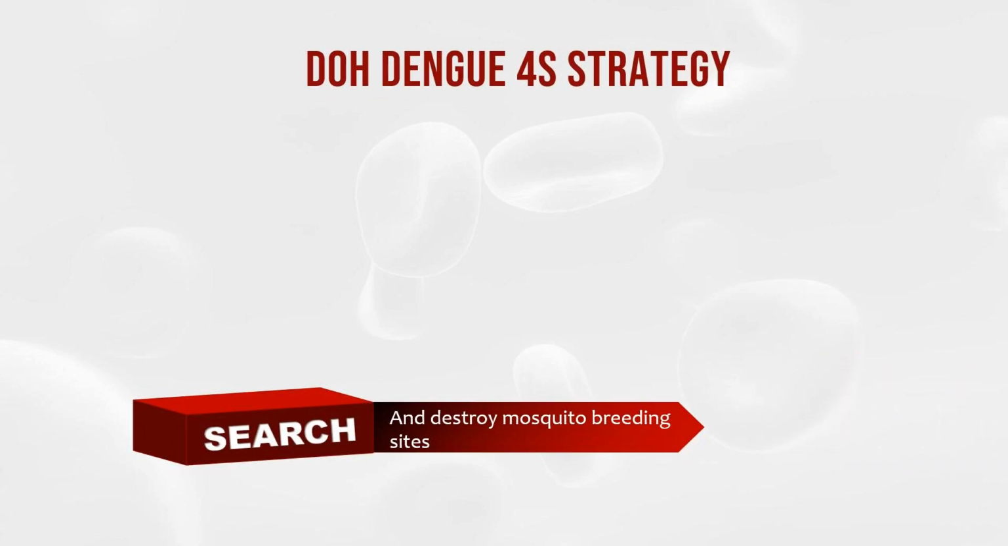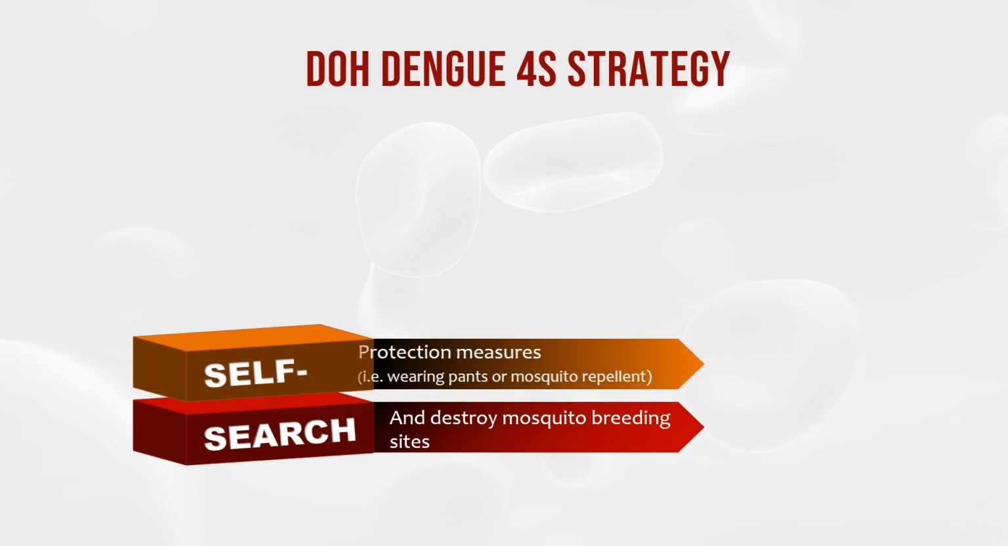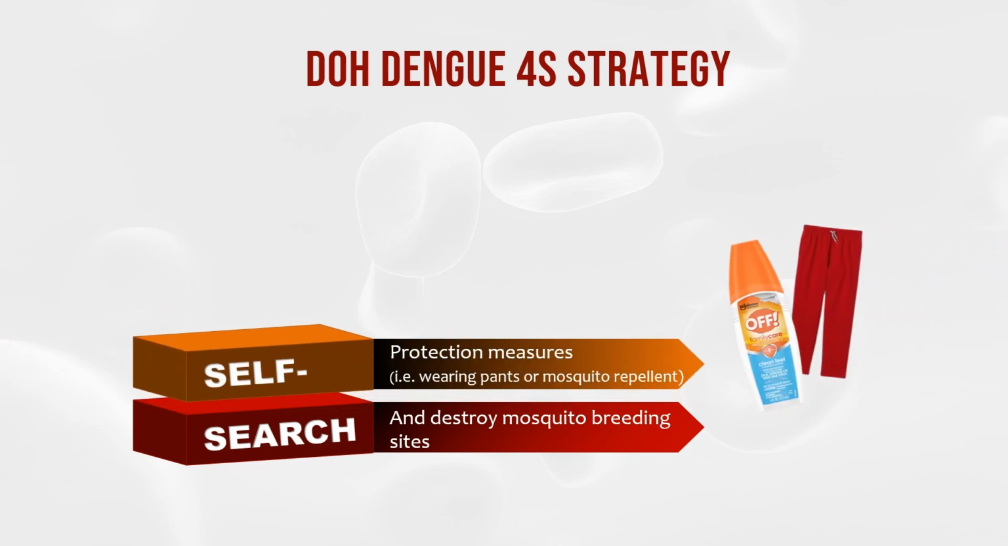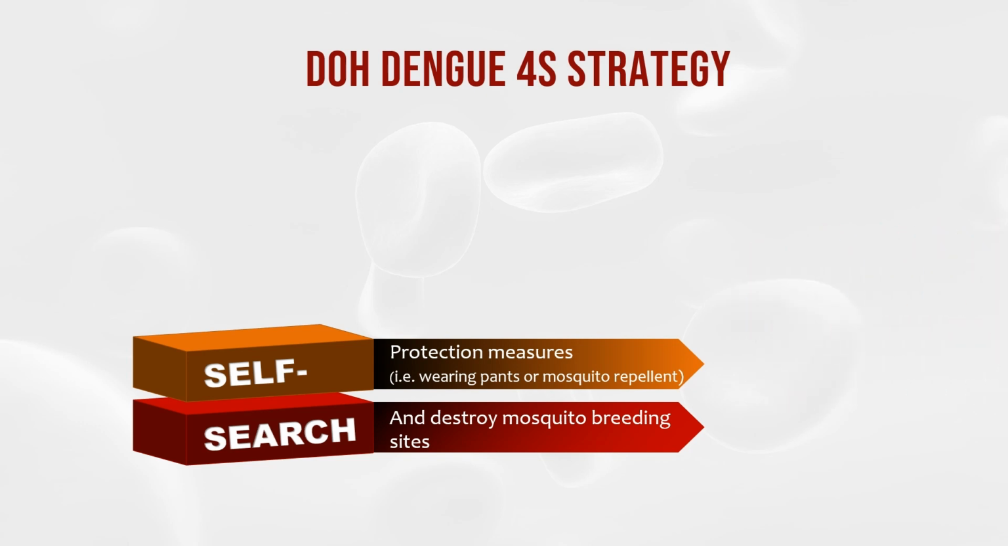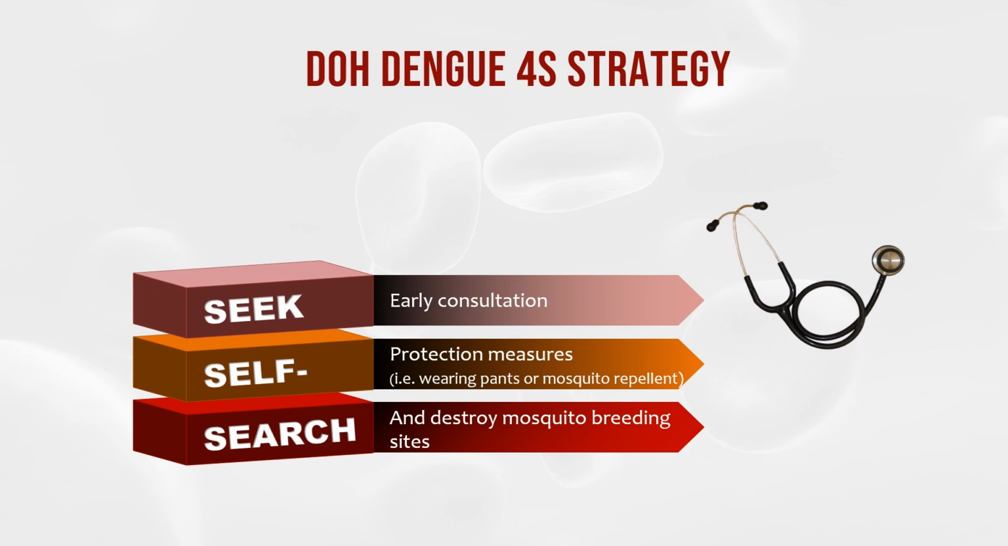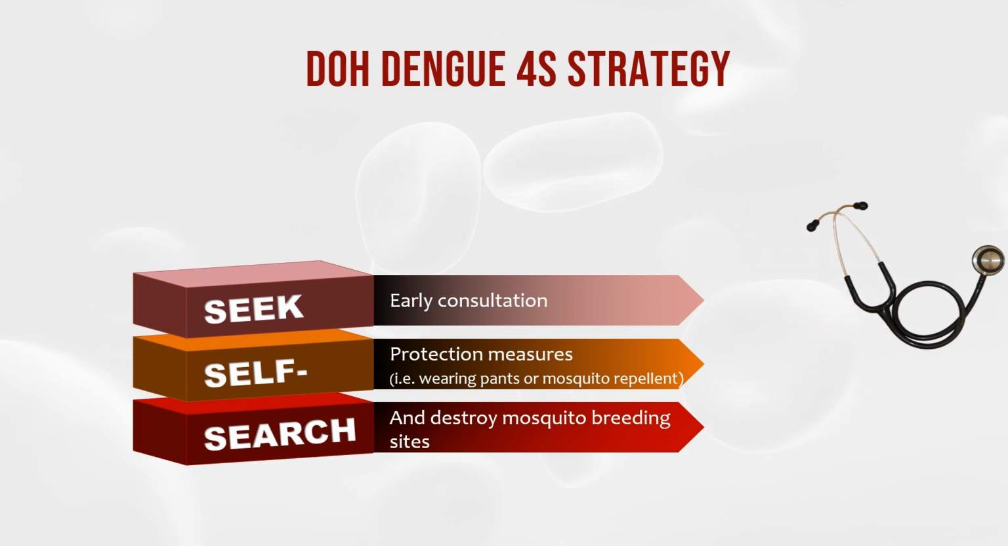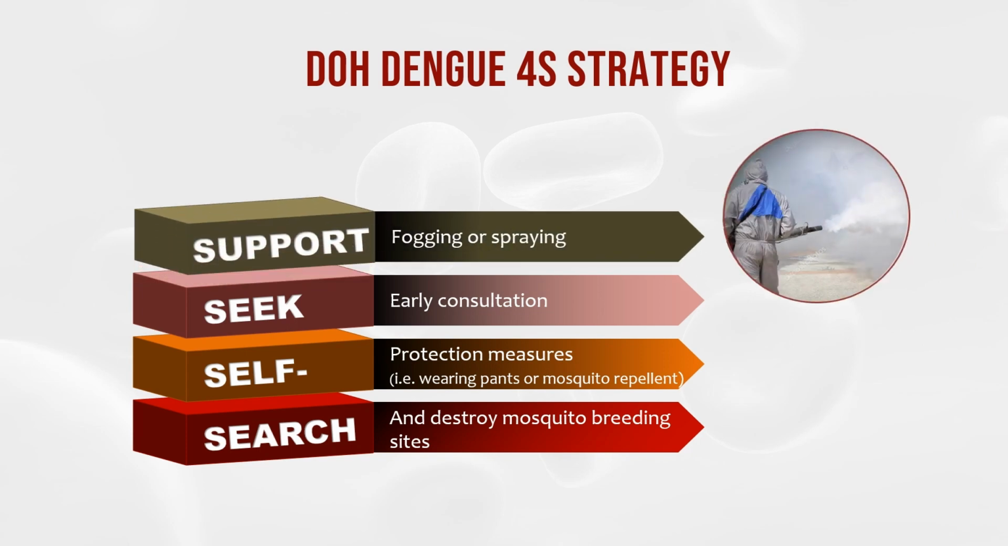Next S stands for self-protection measures, like wearing long pants and long-sleeve shirts and daily use of mosquito repellent. The third S stands for seek early consultation, especially if early symptoms arise. And the last S stands for support, fogging or spraying, but only in hotspot areas where increase in cases is registered for 2 consecutive weeks to prevent an impending outbreak.